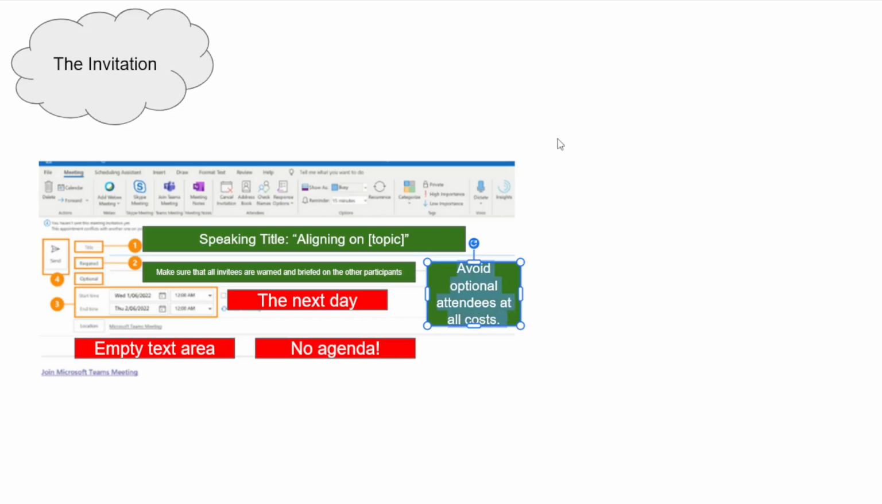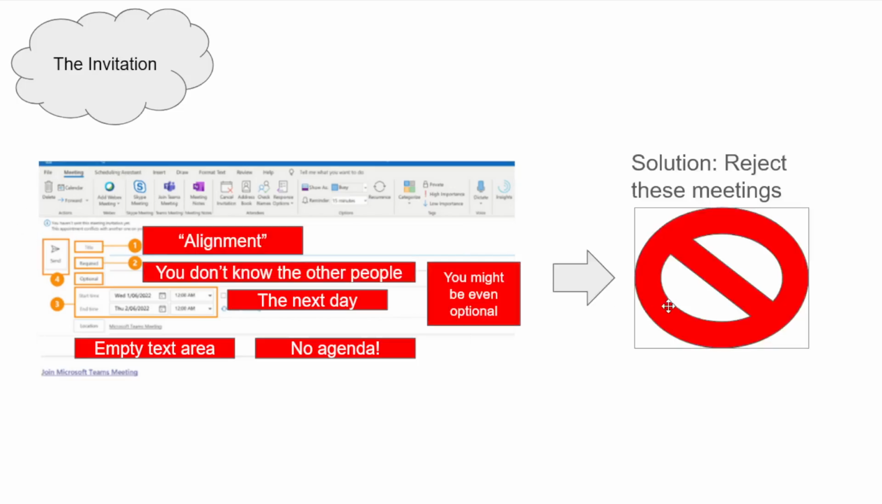You never need optional participants in a meeting. Either you need someone or you don't need someone, but there is no like, oh, maybe he shows up. Well, then don't invite. Okay? Avoid that kind of stuff. Never do that. And if you are optional, you got the solution. Don't go there. That's as easy as that.